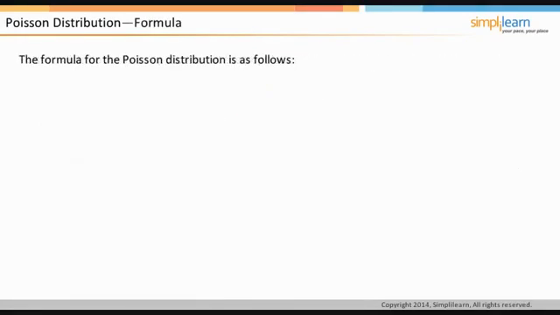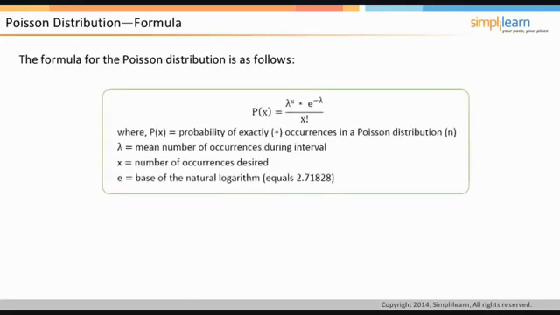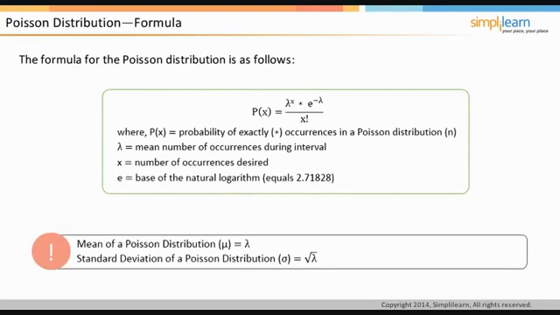The Poisson distribution for a probability of exactly x occurrences is given by P of x equals lambda to the power of x multiplied by e to the power of minus lambda, whole divided by factorial of x. In this equation, lambda is the mean number of occurrences during the interval, x is the number of occurrences desired, and e is the base of natural logarithm, which is equal to 2.71828. The mean of the Poisson distribution is given by lambda, and the standard deviation of a Poisson distribution is given by sigma, which is the square root of lambda.